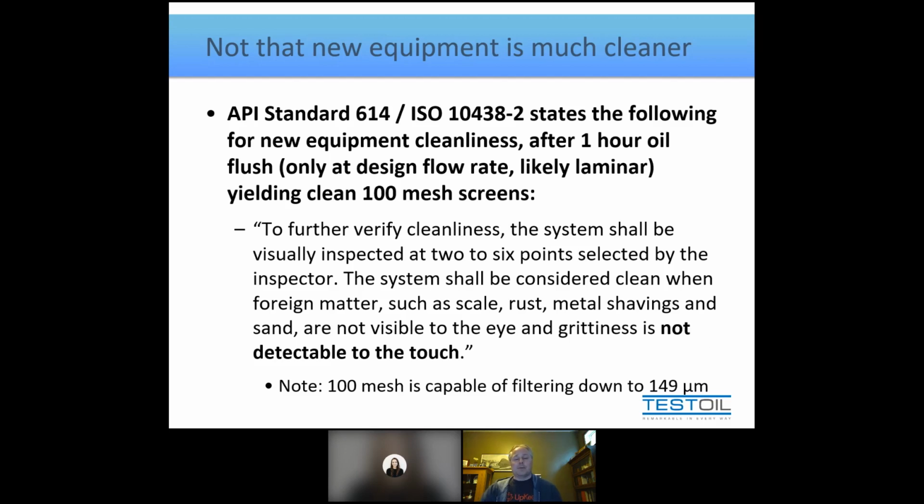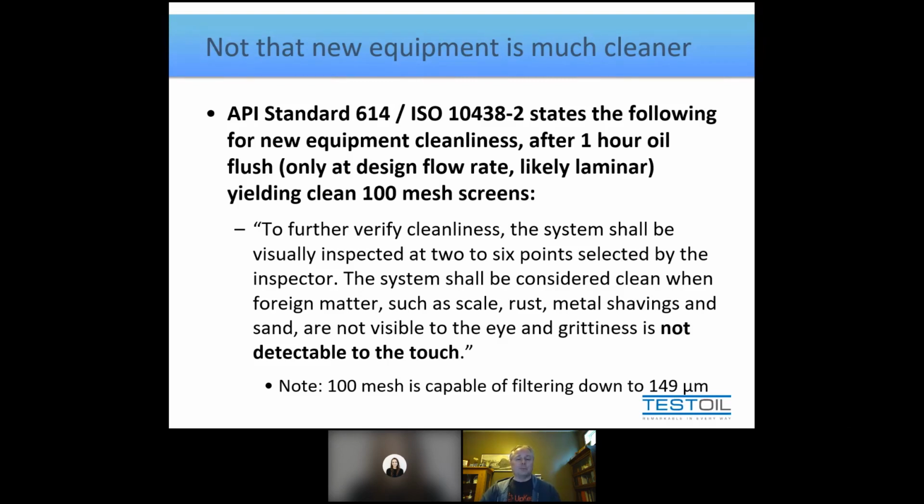This is API 614. This is a commonly cited standard within industry because it's used for commissioning new equipment or sometimes recommissioning recently overhauled or rebuilt equipment. And if you read through this, it's got a few things that it has to say about what a flush looks like to properly flush a system to make sure it's clean enough prior to use. And as you begin to read it, I think you can pick this apart pretty quickly.